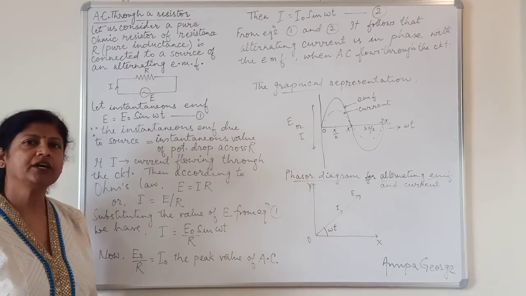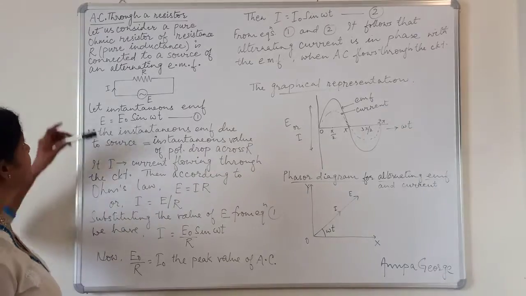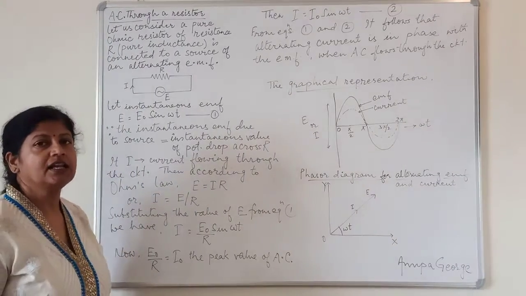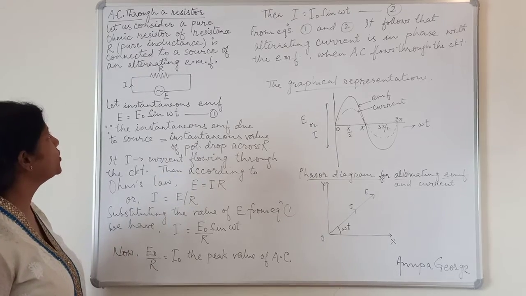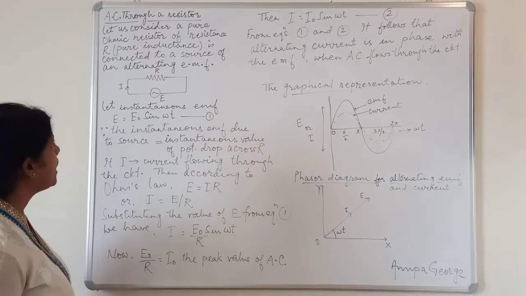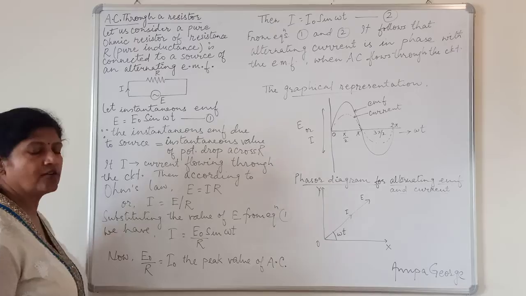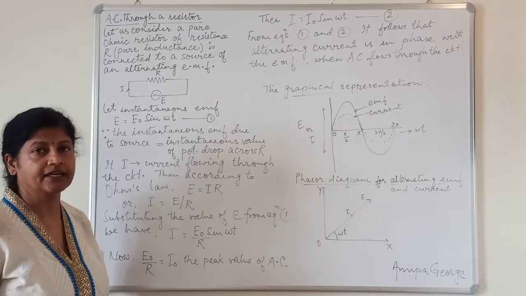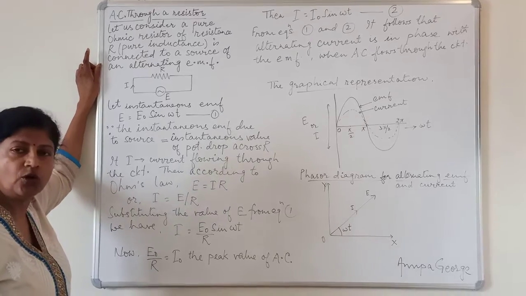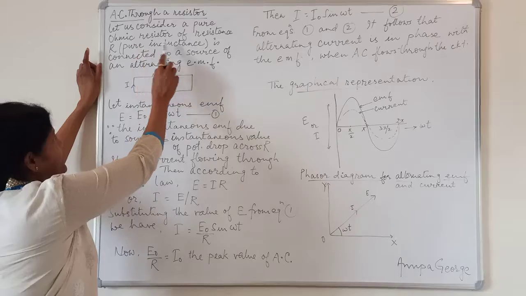Students, today we are going to study alternating current AC through a resistor. For this, let us consider a pure ohmic resistor of resistance R, and R is connected to a source of an alternating current. Pure ohmic resistor means no inductance.